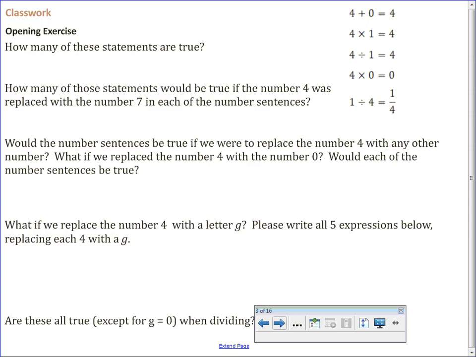So we have 5 statements here. Are all of these statements true? Yes, all of these statements are true.